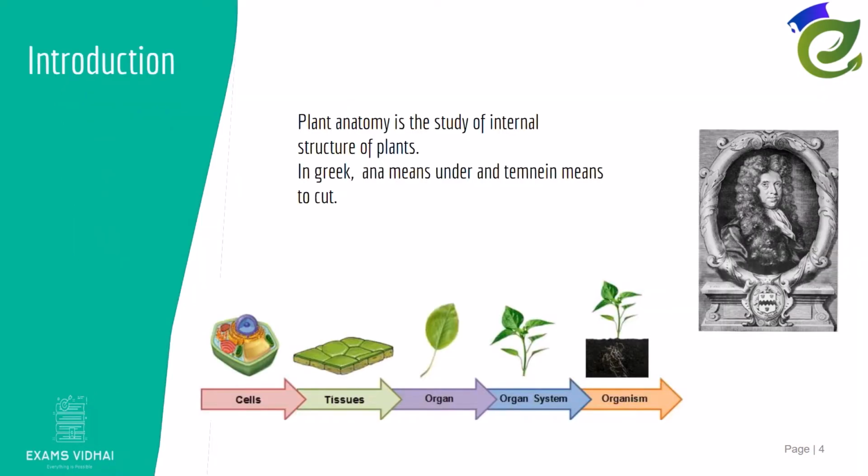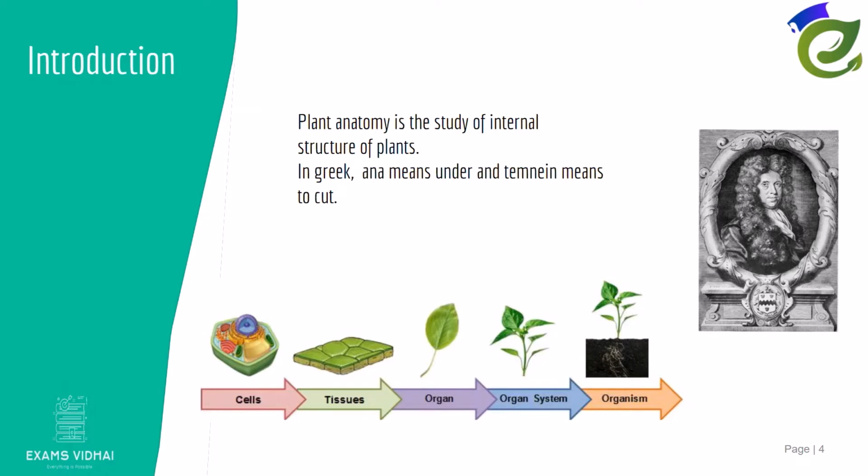So coming to the plant anatomy introduction, in Greek language, ana means under, and temnin means to cut. So it's like cutting a portion and then looking into it. So plant anatomy is the study of internal structure of plants.